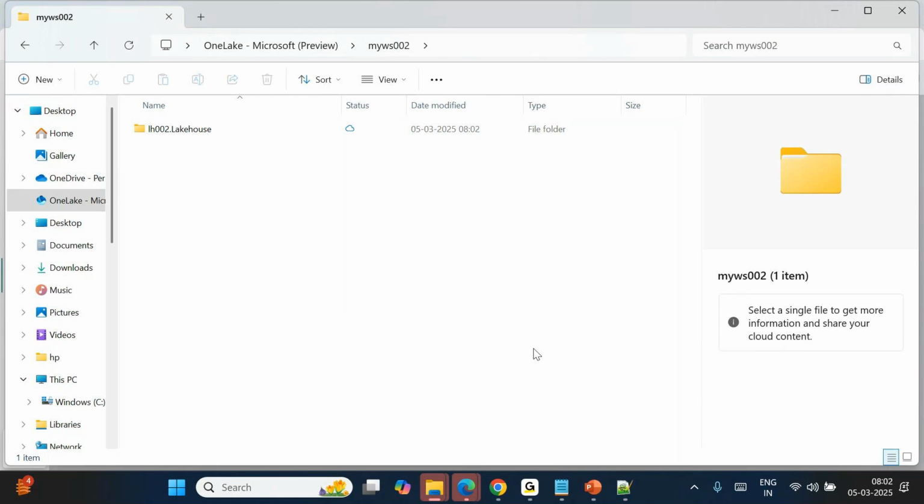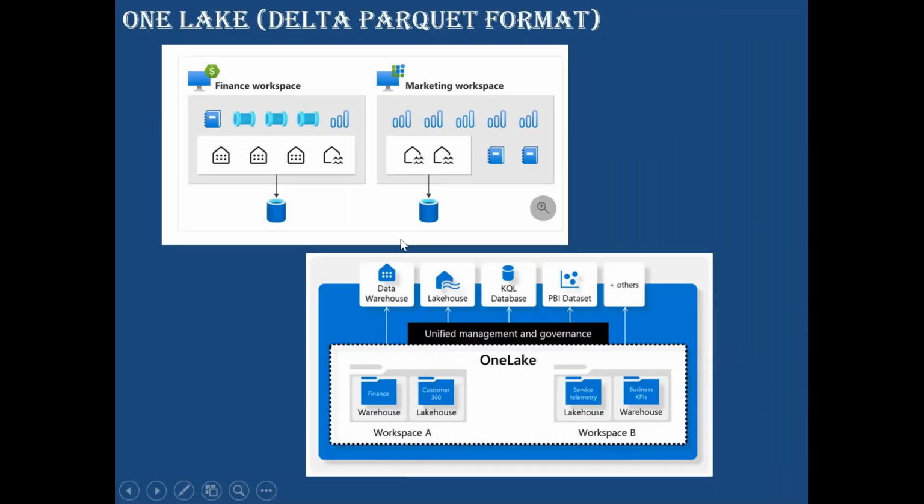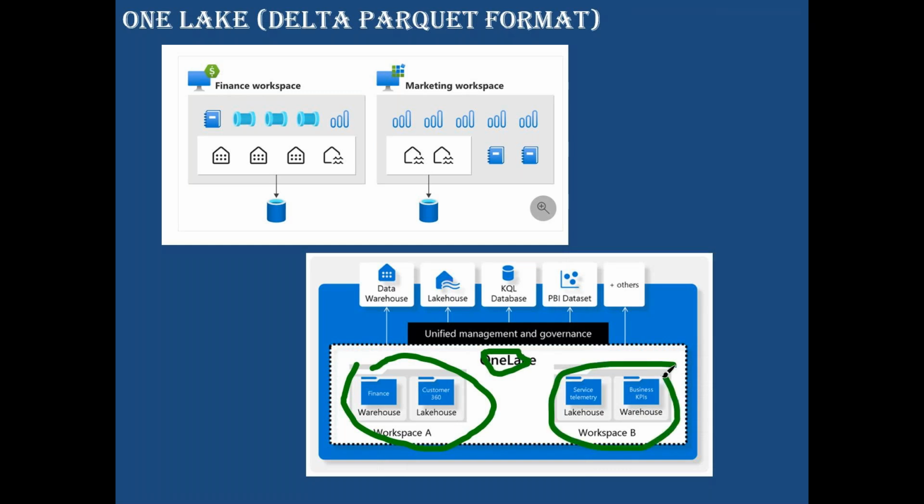Now carefully observe this. Basically, everything, this workspace A is inside a OneLake. Workspace B is inside a OneLake. In workspace A, you are able to see warehouse, lakehouse. In workspace B, I created a lakehouse. That's why you are able to see only lakehouse. If you want to create a warehouse, you can create a warehouse. It will also be shown. But this is what is happening in the background.